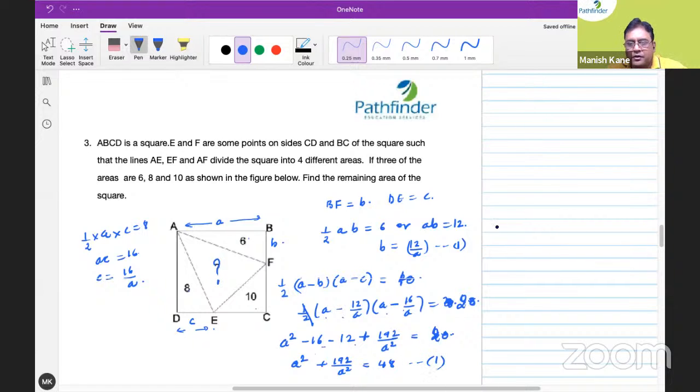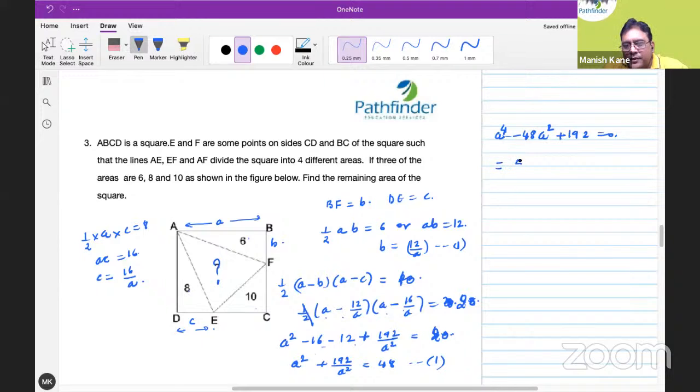You get this equation. Now this can be converted into a quadratic equation. I multiply by A square throughout. I'll get A to the power 4 minus 48 A square plus 192 is equal to 0. All I need is to solve for A square. Correct? So A square will be equal to minus B.